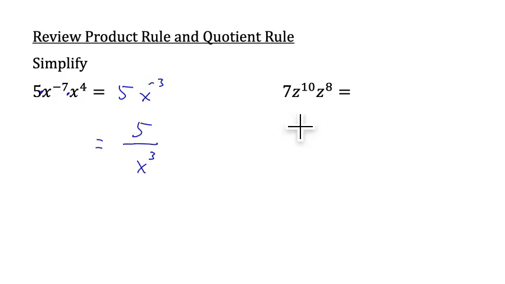Here we have 7 times z to the 10th times z to the 8th power. Once again, we add our exponents, and the 7 just tags along. So 10 plus 8 is 18. So 7 times z to the 18th power.